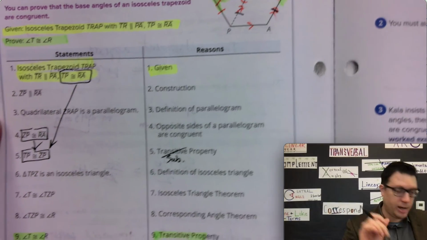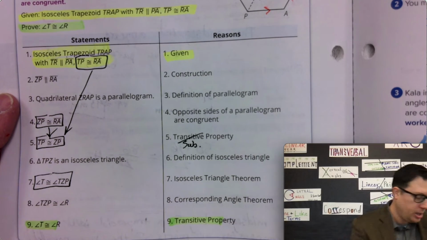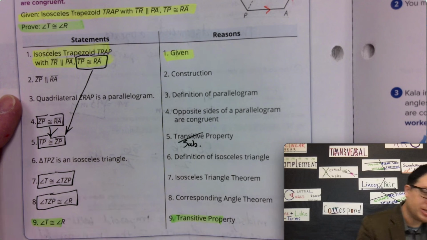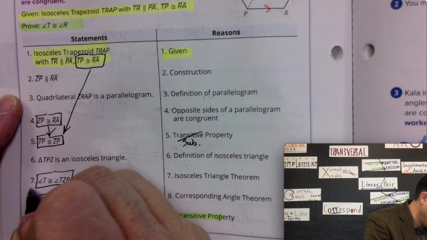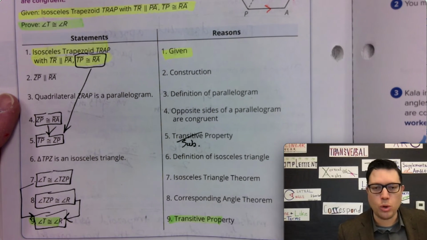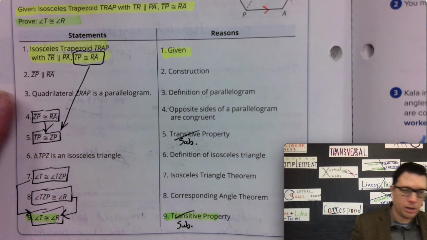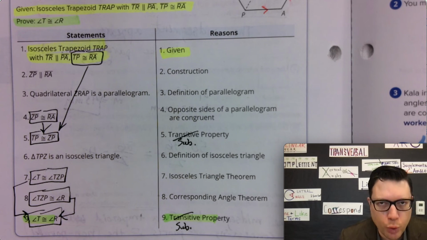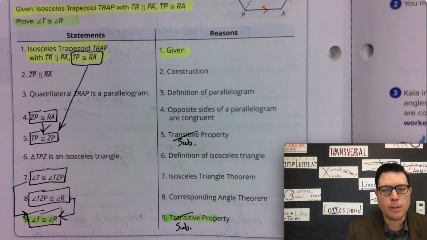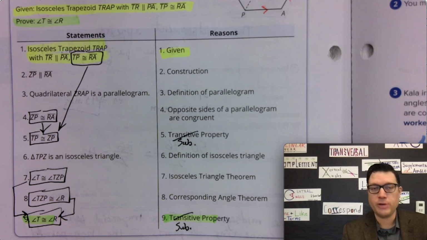And then last of all, we have angle T is congruent to angle TZP, and we have angle TZP is congruent to angle R. Those two statements point to the last one through our friend, the sibling to substitution, transitive property. Again, because we're dealing with congruence and not equality, transitive property is the better one to use. Substitution should be saved for when you have equality. Substitution property of equality.